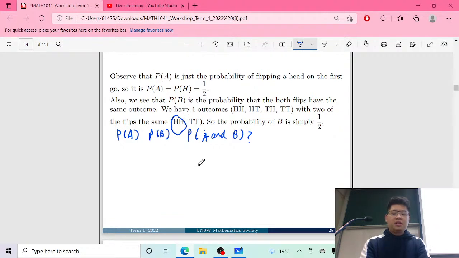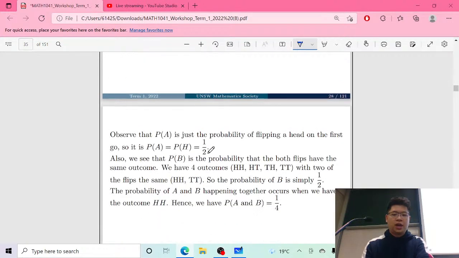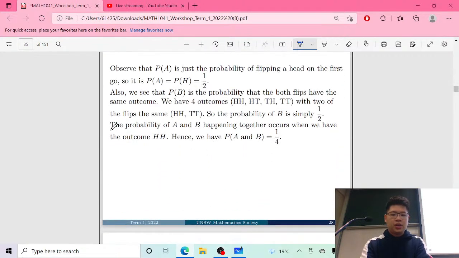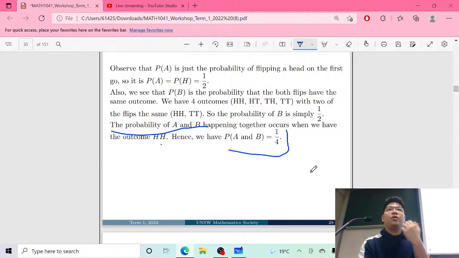This means that the probability that your coin lands on head first, and both of the flips having the same outcome, is going to be 1 over 4. Okay, so it's only one of 4 cases that you would have that happening. So it's written down here. The probability of A and B happening together occurs when we have the outcome HH. Hence, we have P(A and B) equals 1 over 4. Now, at this point, I might pause. Did you guys get that part here and why this is 1 over 4?